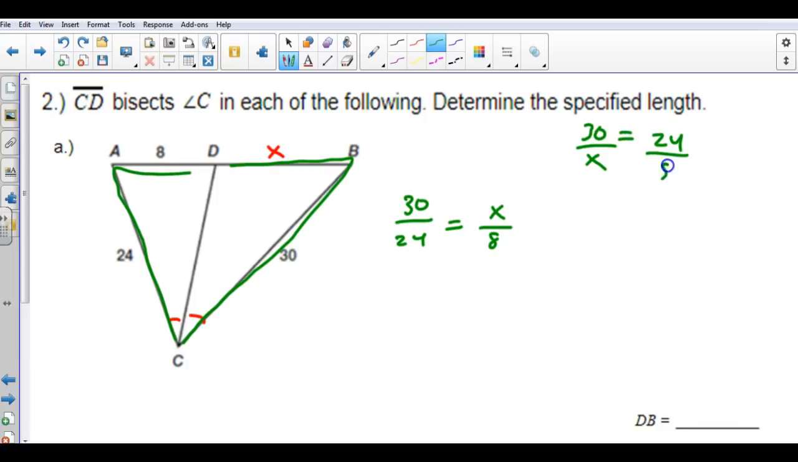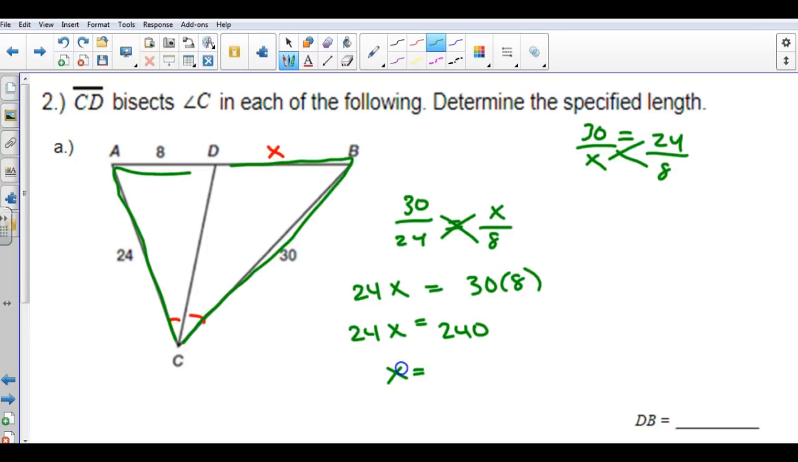And notice that in both of these examples, what's being multiplied is the 30 and the 8 and the 24 and the x. So you end up with 24x being equal to 30 times 8, which is 240. And then when I divide both sides by 24, I get an x value of 10, which is what segment DB represents. So you'd get that same answer even if I multiplied on this side. I would still have 24x is equal to 240, and you'd obtain the same x value.